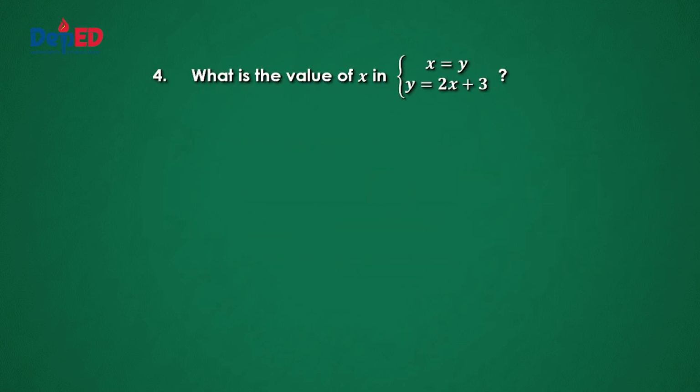Next question. What is the value of x in the previous system? Is it A, x equals negative 3? B, x equals negative 1? C, x equals 1? Or D, x equals 3?